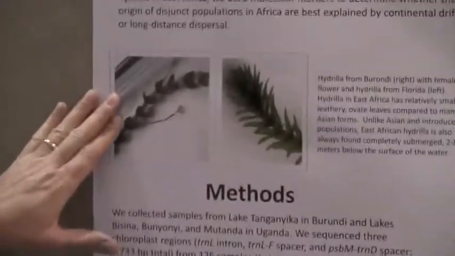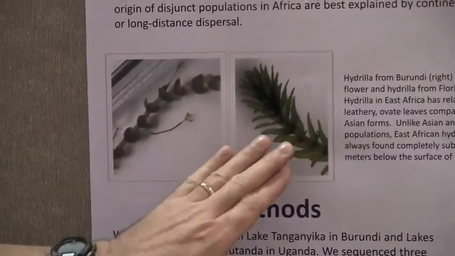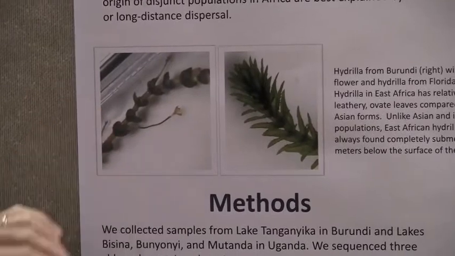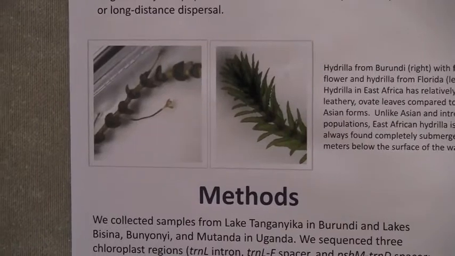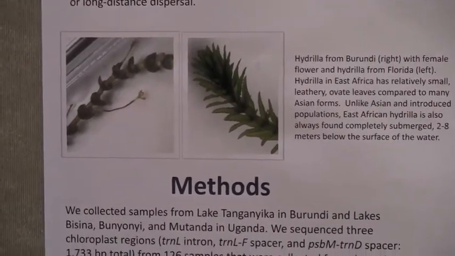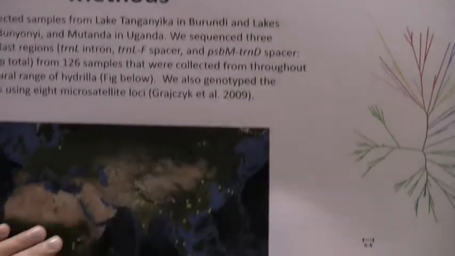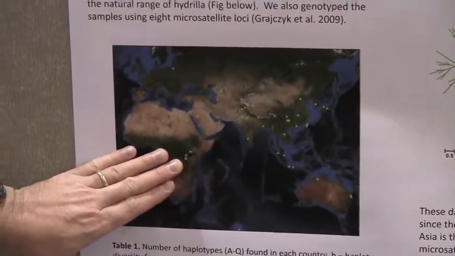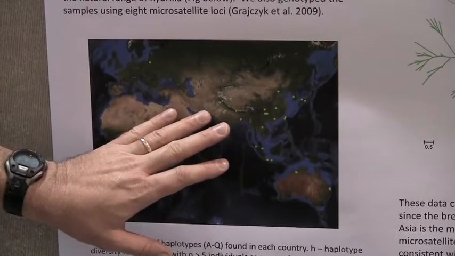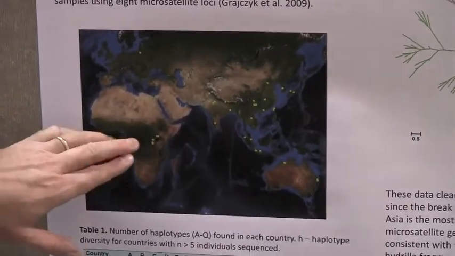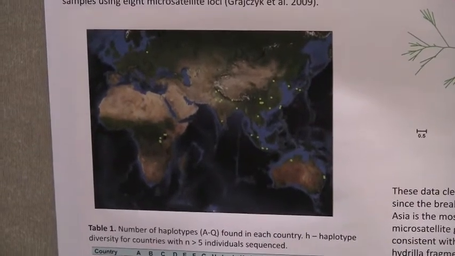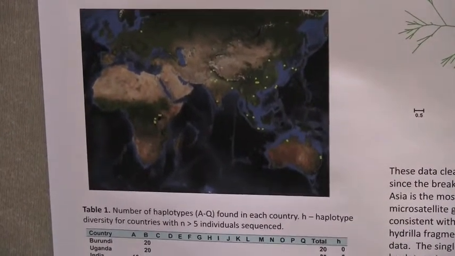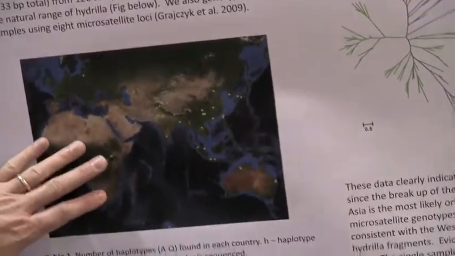Morphologically, in East Africa, it looks a little bit different from a lot of the Asian forms. It has very small leaves, and it's also usually found submerged under 2 to 8 meters of water. And so we were interested in figuring out how distinct genetically this population was compared to Asian forms. Okay? So we sequenced a bunch of individuals at 2 chloroplast regions, and we compared the genetic similarity of individuals in Africa to individuals in Asia.